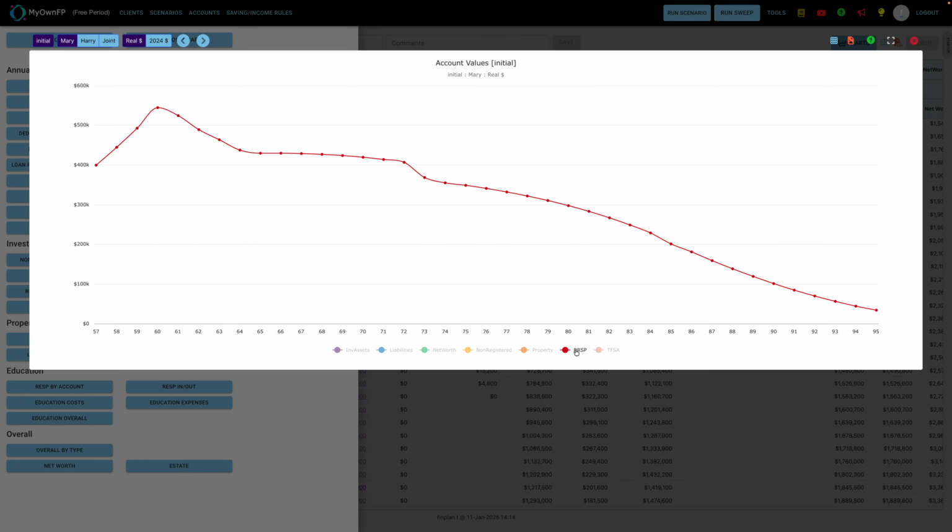If you want to look at our RSP, it looks very similar to the other chart. It maxes out at 60, and then we start declining it after that very quickly from 60 to 64 because we're not taking CPP and OAS. Then we start taking some CPP and OAS, and then we start having more minimums that we have to do. So we have to take out a significant amount more as we get into 74 plus.